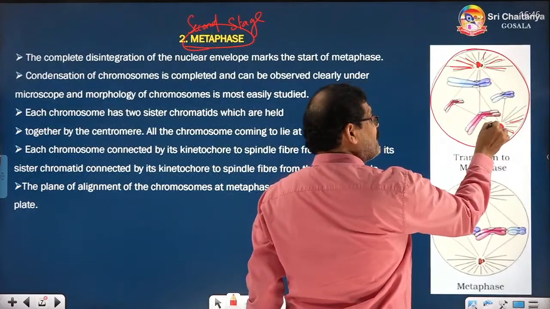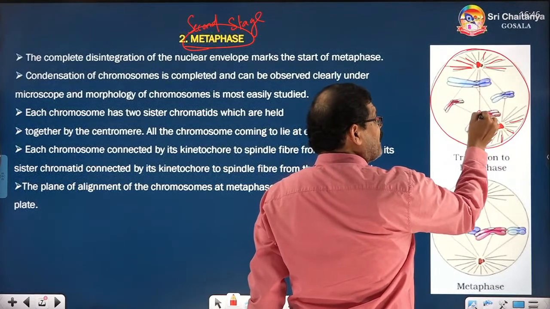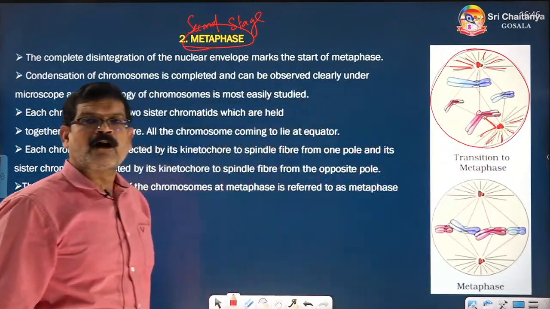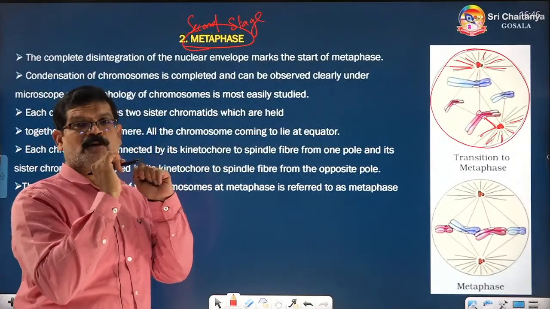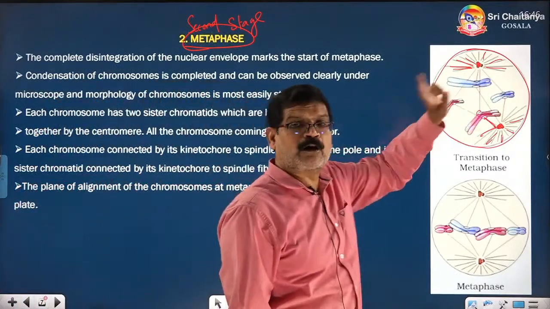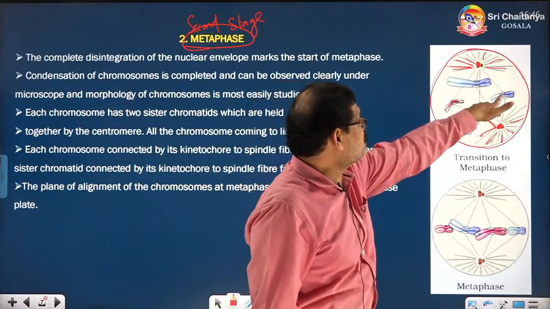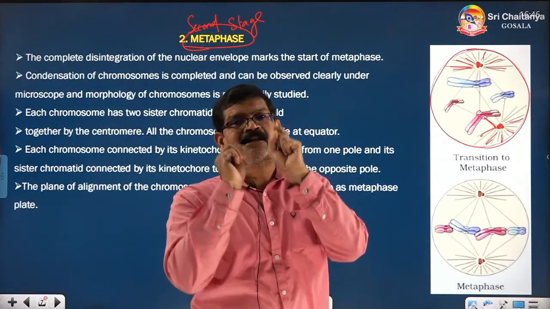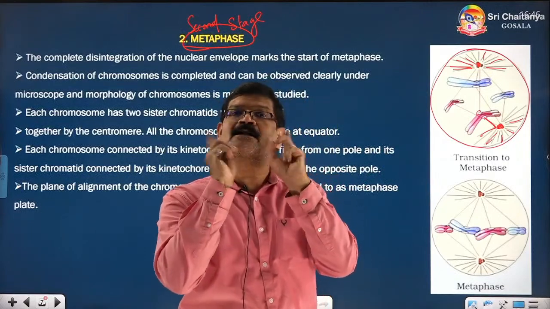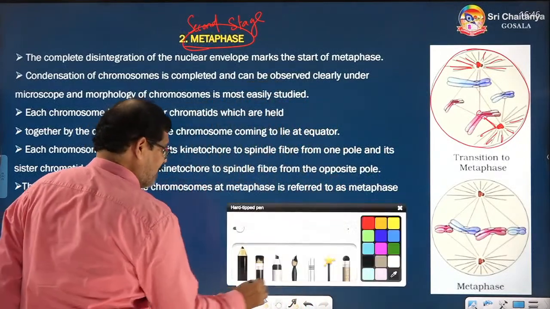These asters will come and attach to which one? The kinetochore plate of the centromere. Centromere is present on the chromosome. How many chromosomes are there here? Four are there. You see, 1, 2, 3, 4. But each has 2 chromatids. The 2 chromatids are called sister chromatids. I will show in the diagram. You check it here.